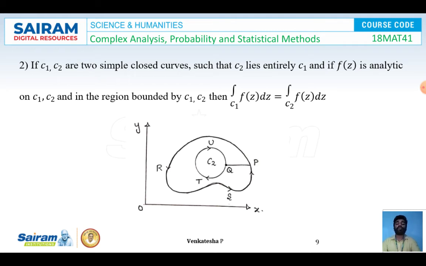So I'm taking an XOY plane. In the XOY plane, I'm taking two curves C1 and C2. The C2 curve lies entirely within C1. Then the total area of the curve C1 will be equal to the total area of the curve C2.